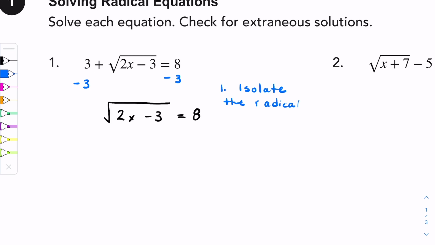All right, step 2 is to square each side. When you square a square root, you're essentially creating two of the same thing. And when you simplify it, whatever is inside simplifies. This becomes 2x minus 3 is equal to 8 squared, which, back up, sorry, I wrote 8, but 8 minus 3 is 5. Okay, so 2x minus 3 is equal to 25. Sorry about that typo. This would be the second step, and the second step was to square each side.